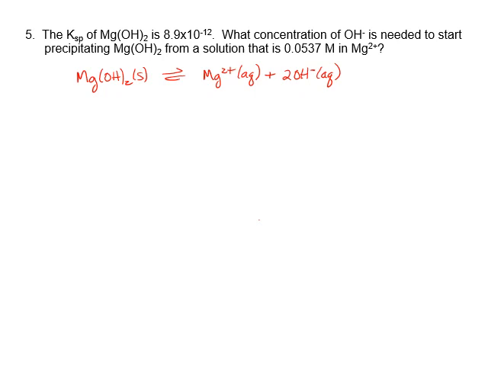We're given that we have a solution that contains 0.0537 molar in magnesium ions. We know the KSP, and we're asked what concentration of hydroxide will just start the precipitation. So we're looking for the concentration of hydroxide where we just have a saturated solution. So when Q will be equal to K.